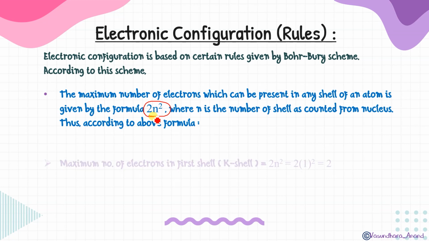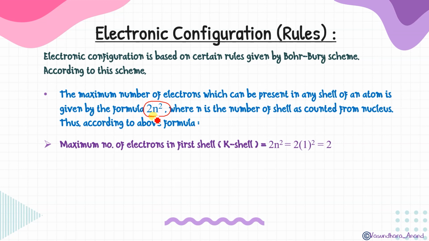So let's see how to calculate that. Maximum number of electrons in the first shell: the first shell is closest to the nucleus, and its orbit number is 1. So the total number of electrons will be 2 into 1 square, that means 2, isn't it? Similarly, if I ask about the L shell, the formula is the same, but for L the n value, the orbit number, is 2. So what will be the number of electrons in the second shell? By the same formula, 2n square, that is 2 into 2 square, which gives 8.